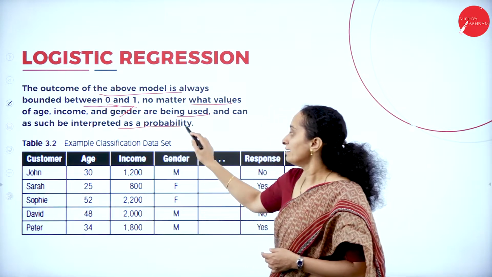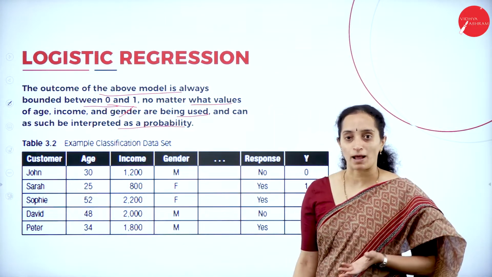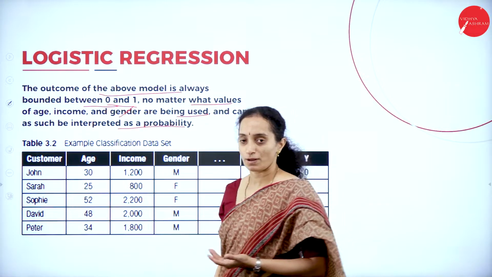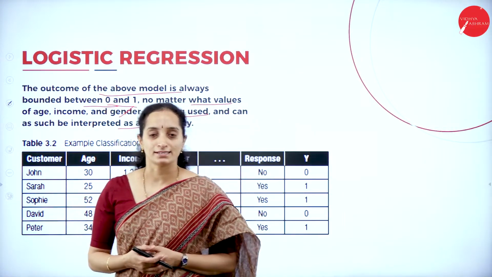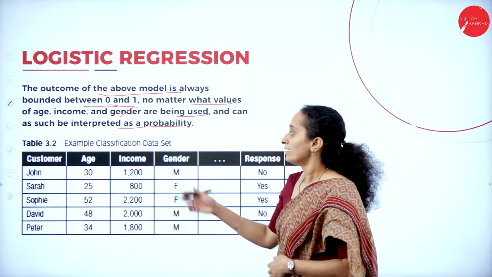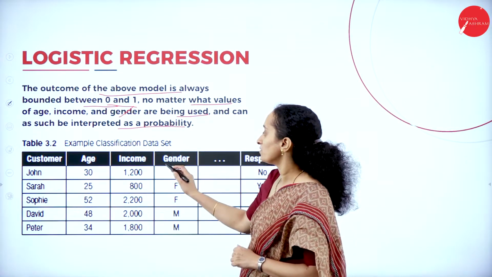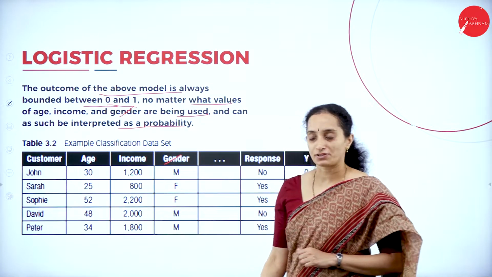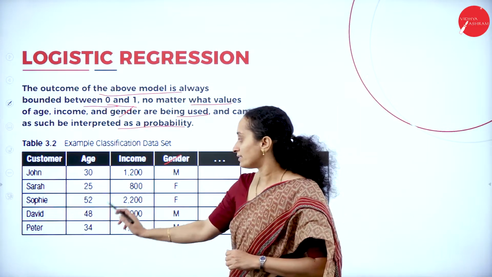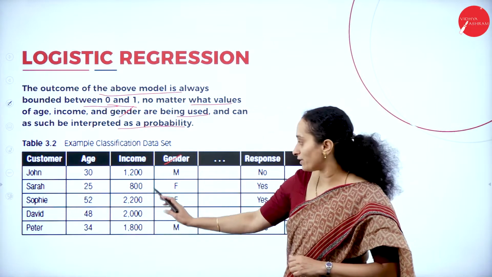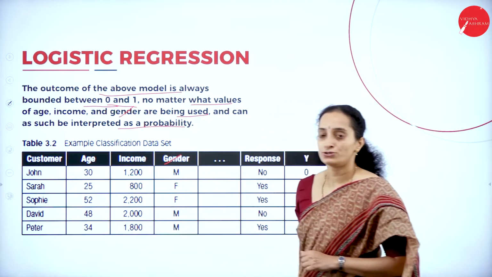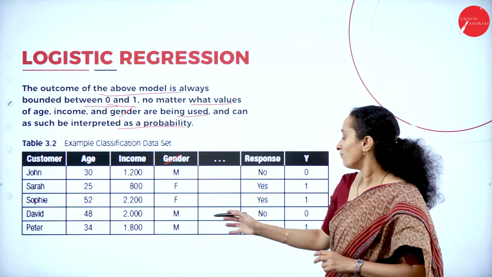Okay, and it can be interpreted as a probability. The chances, probability is nothing but the chances, isn't it? So you can interpret the values as a probability. So we have the example classification of the data set with different age groups, different incomes and 2 gender values.